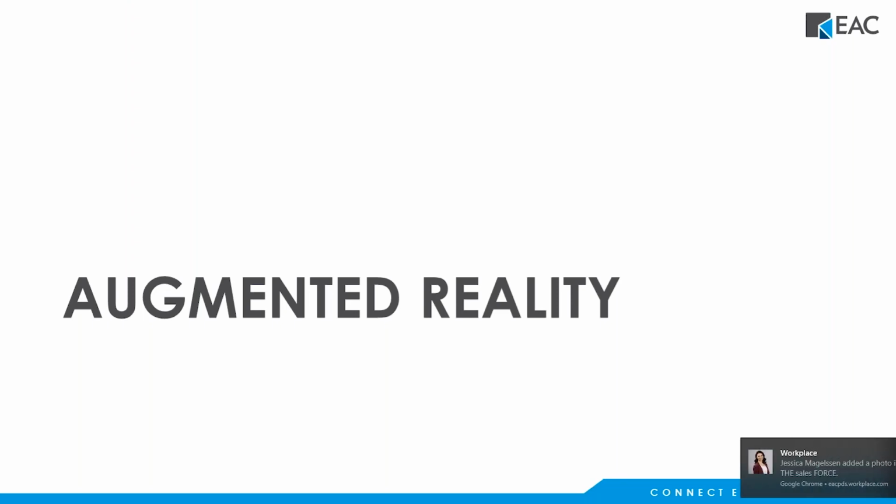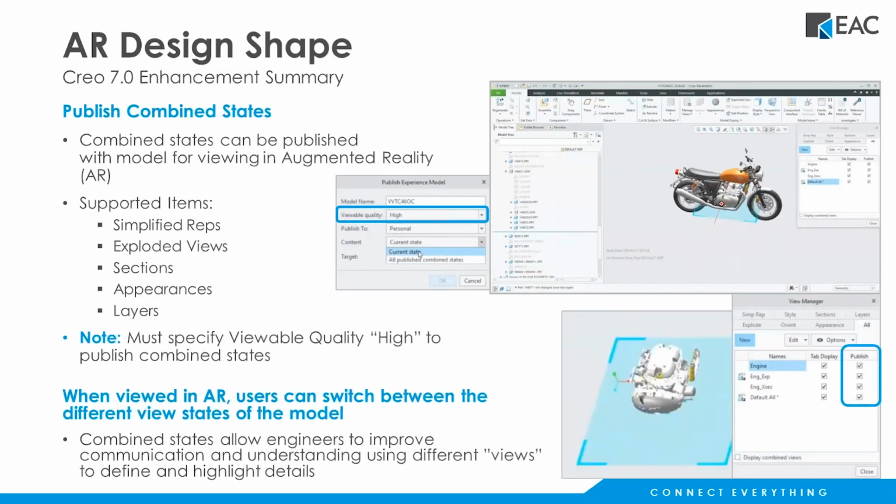So the first thing I'm going to talk about are some improvements to augmented reality and publishing out information. We are now able to use combined states to publish out our Creo models. So that allows us to use simplified representations, exploded views, sections, things like that. You can't use style, where a style would be some parts are displayed in wireframe, some are surfaced, and maybe some are shaded. Obviously, AR wants things to be shaded, so that style option isn't published, but these other ones that are listed here are.